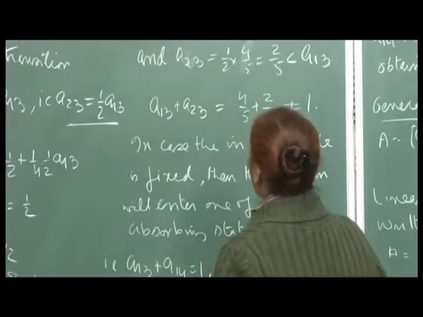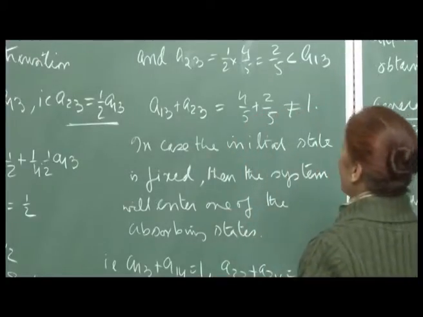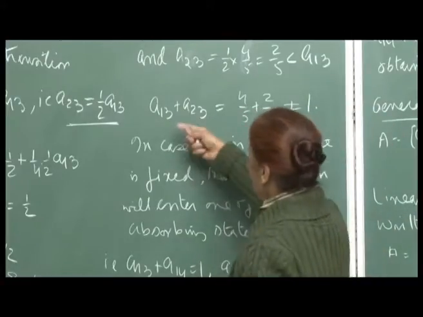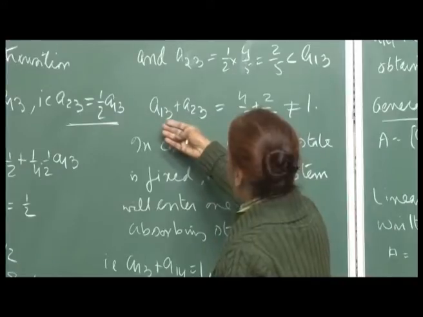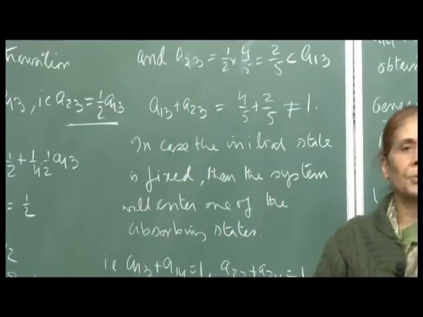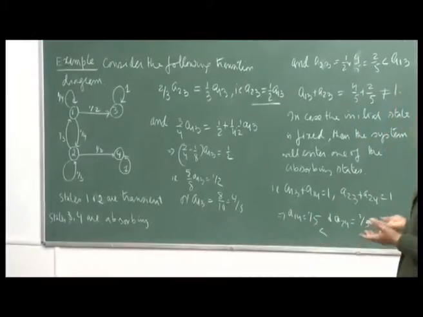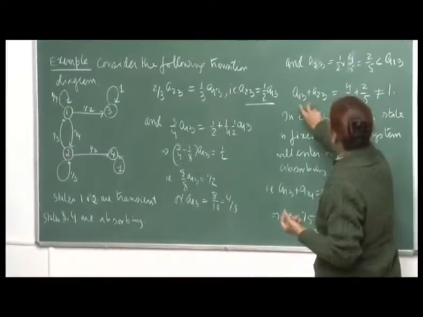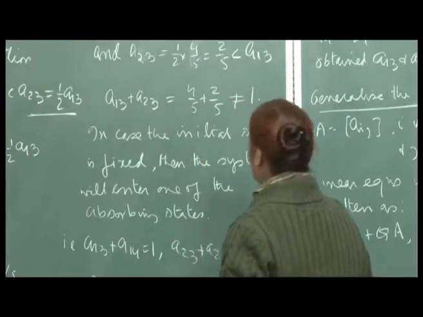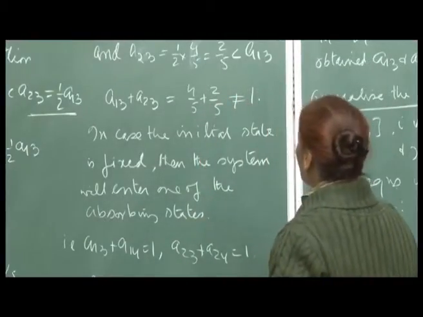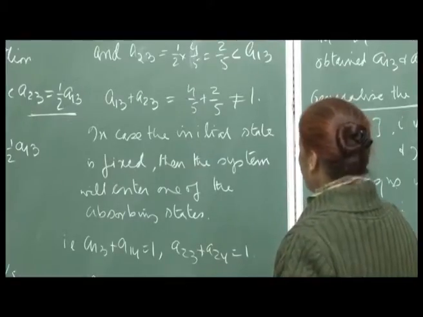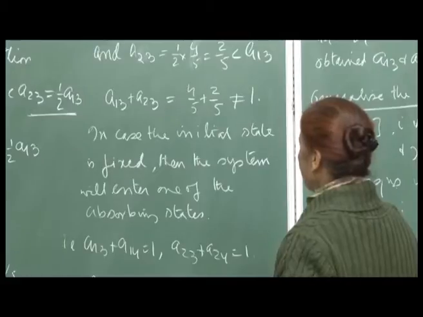Now, certainly A13 plus A23 will not be equal to 1, because we do not know whether from 1 we will definitely reach the absorbing state 3, you may also reach the absorbing state 4. So, therefore, these two probabilities will not add up to 1, not necessarily. Okay. But if you fix the initial state, then the system will enter one of the absorbing states.